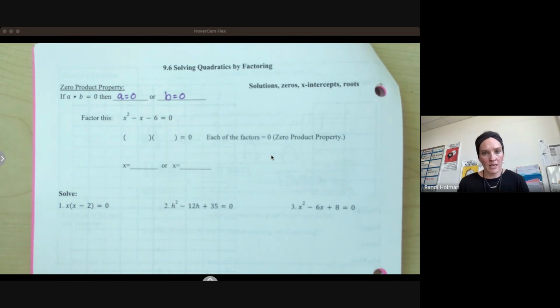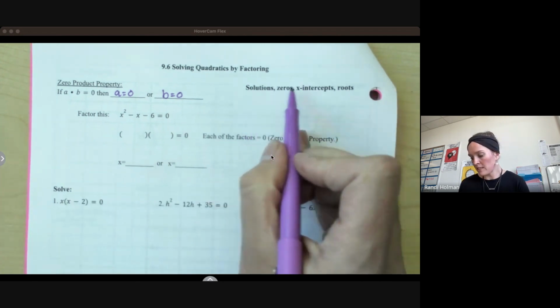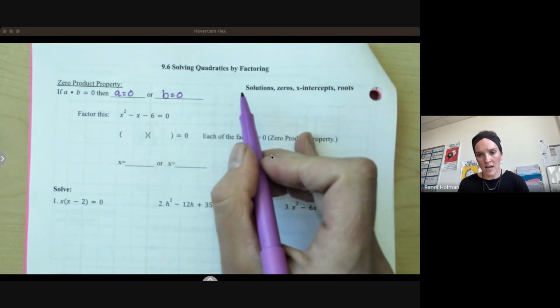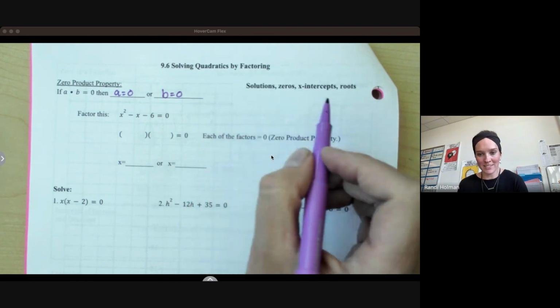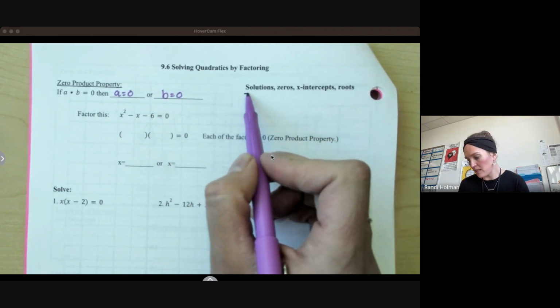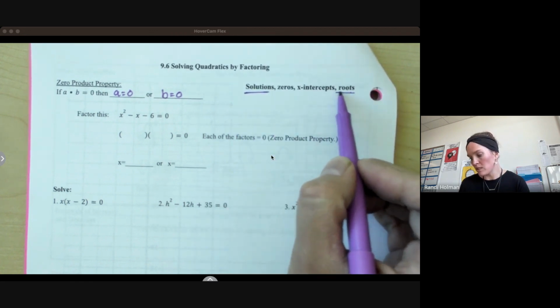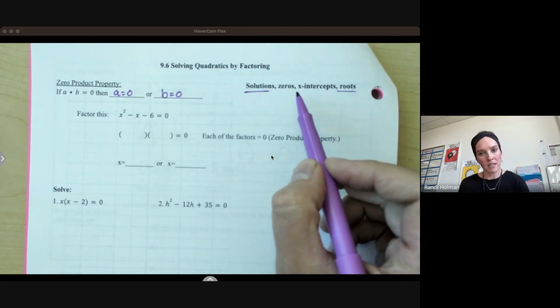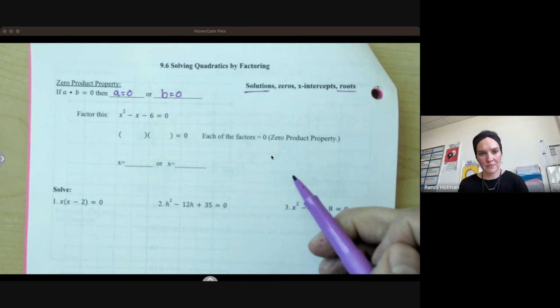So what we're going to be looking for today: solutions, zeros, x-intercepts, roots. These all mean slightly different things, but all relate to the same things in our quadratic equations. Today we're going to be solving, so we're really finding solutions, but you might be asked to find roots as well. If we're looking at this graphically, it looks like our x-intercepts.